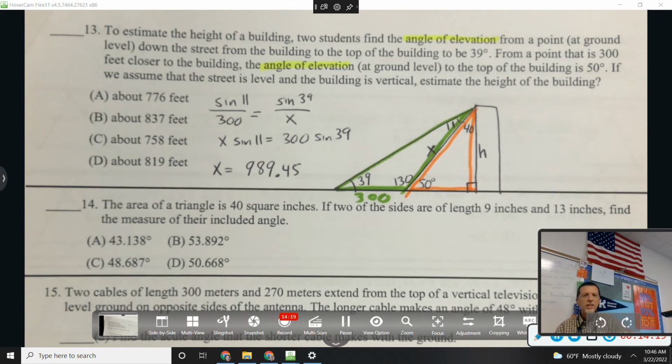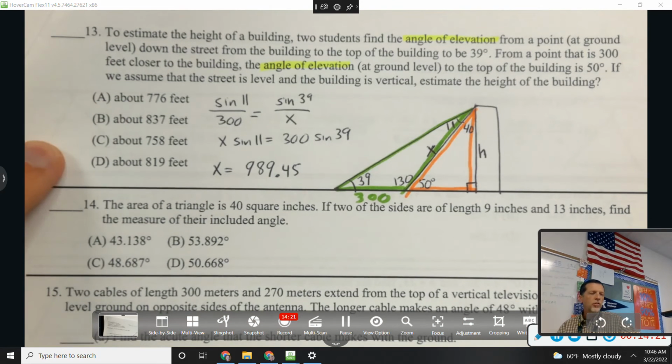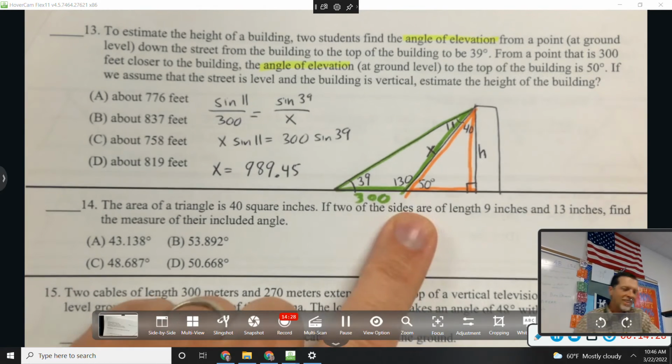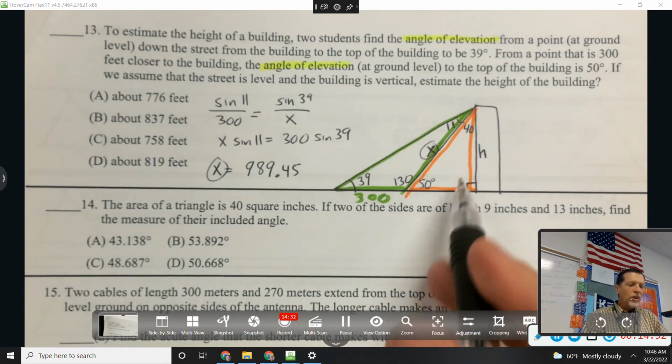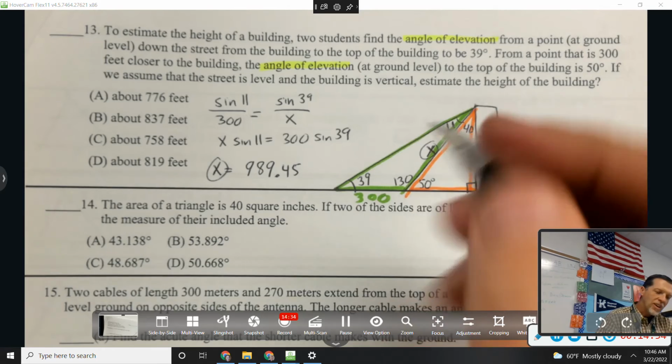Okay, that's not one of my answer choices. That's because that's not what I'm looking for, right? So I know what x is. It is the hypotenuse of the orange triangle. So now I kind of shift my sights to the orange triangle here.